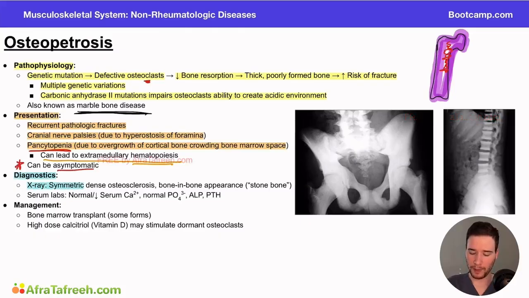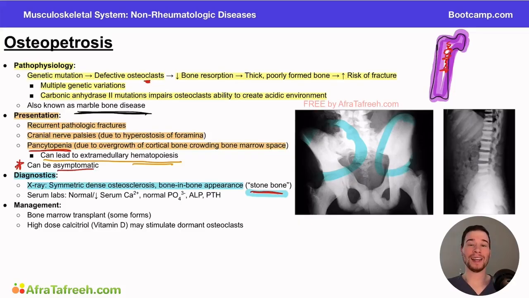An x-ray is going to show symmetric, dense osteosclerosis, bone-in-bone appearance. This is also referred to as stone bone. So look over here and see how white this is. We know that on x-ray, bone typically appears white, soft tissue fluid typically appears black. But this is super, super white. This is indicative of a lot of sclerosis, right? This is that stone bone formation that we're talking about.